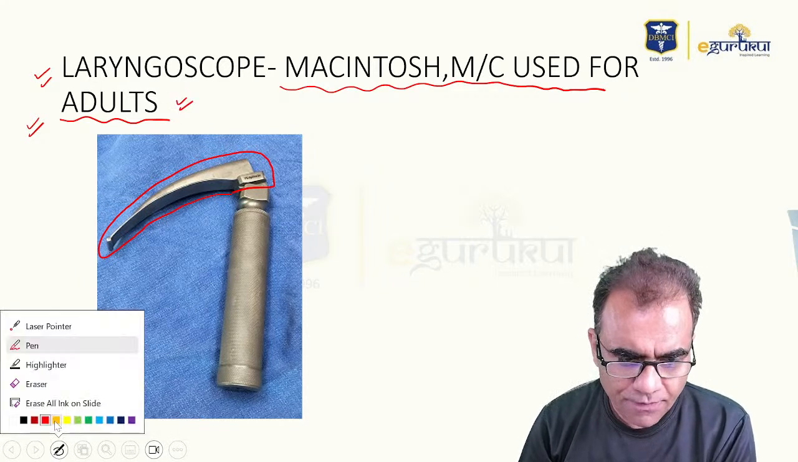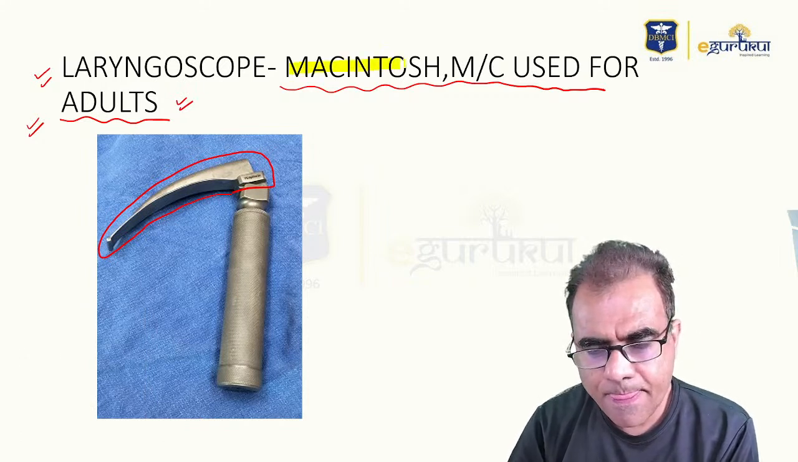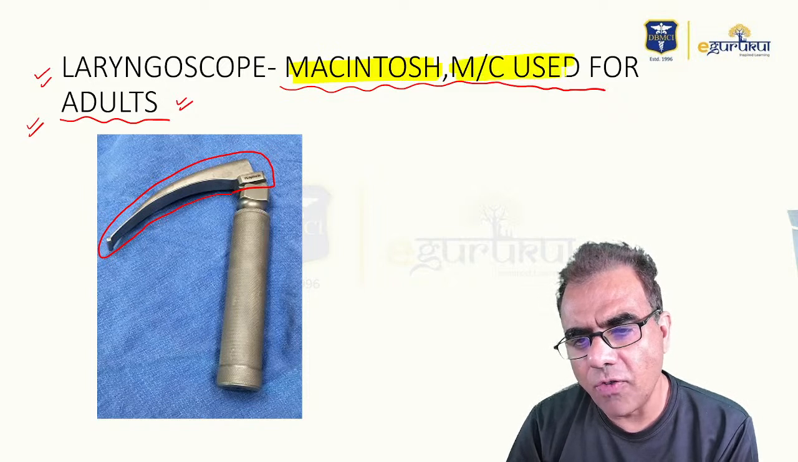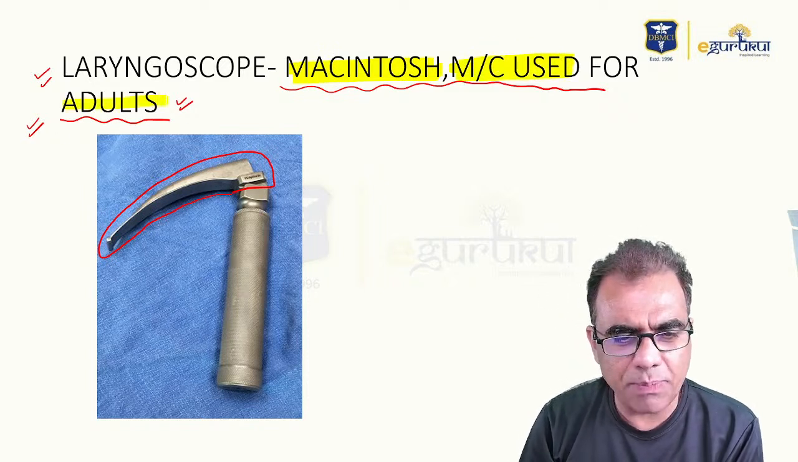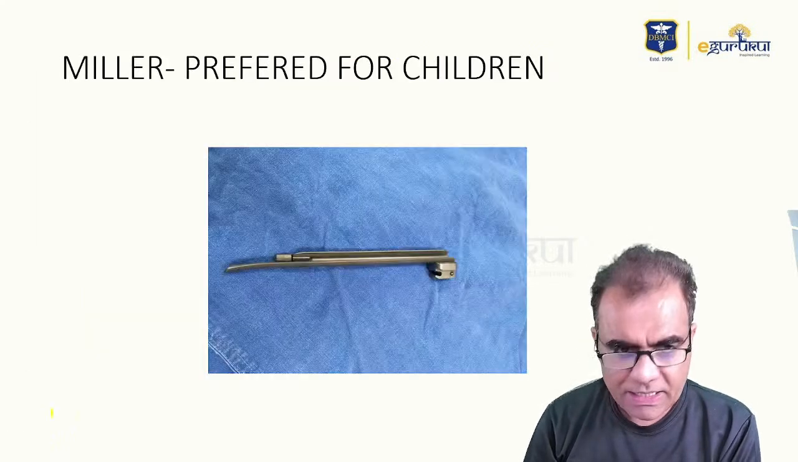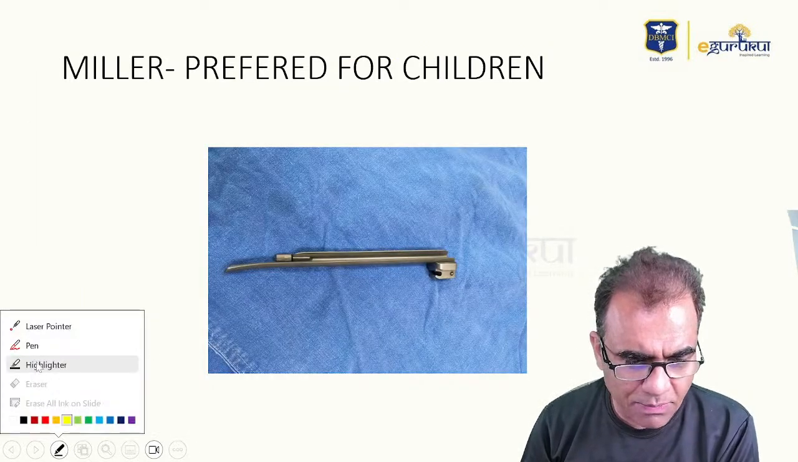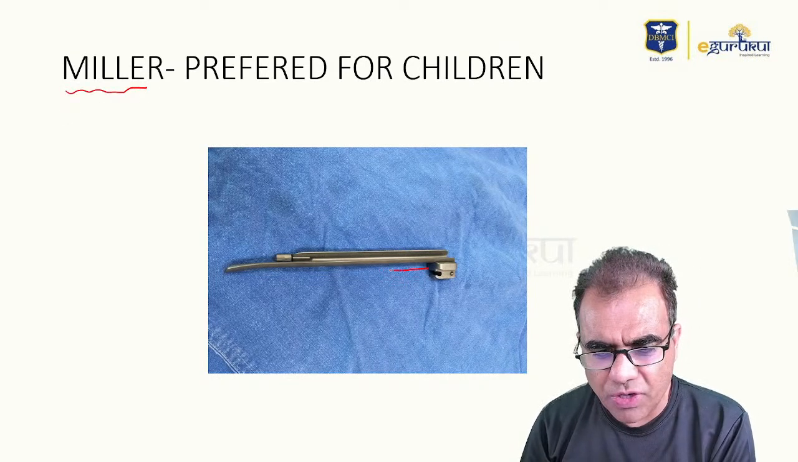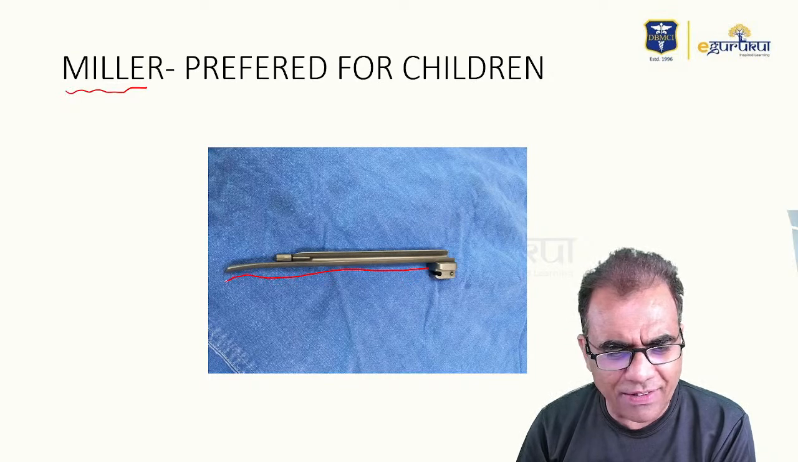So it's a curved blade, so it is best for adults. The Macintosh is the most commonly used blade of laryngoscope and it is preferred for adults. Fine. Second is the Miller. Miller, you can see, is a straight blade with a little curve at the tip.